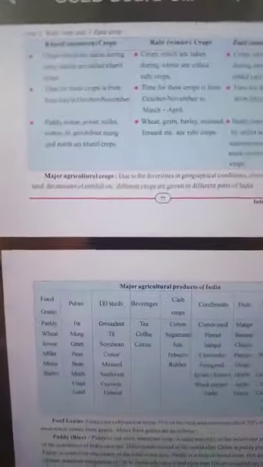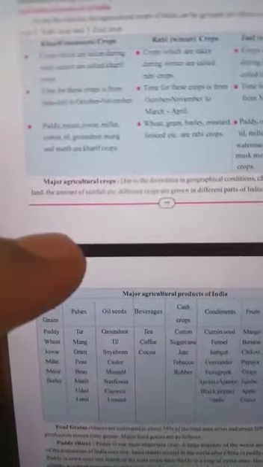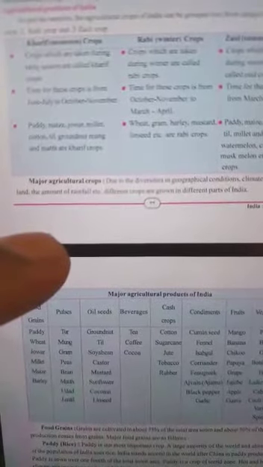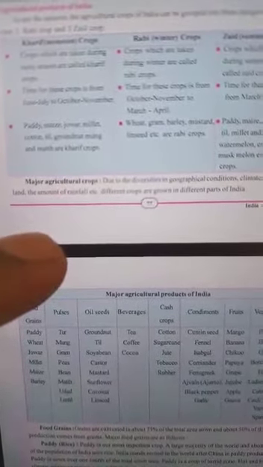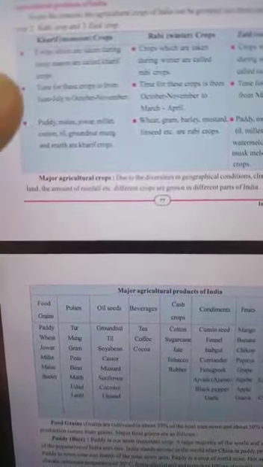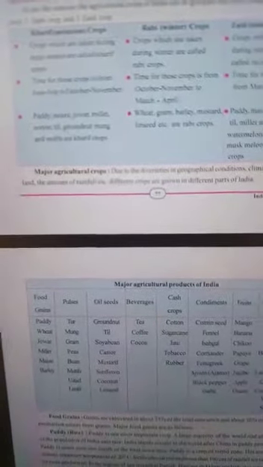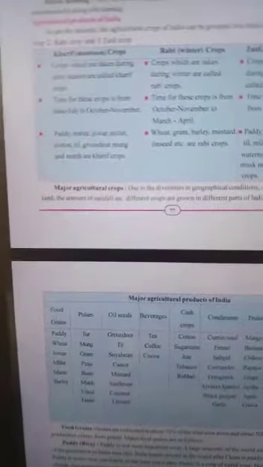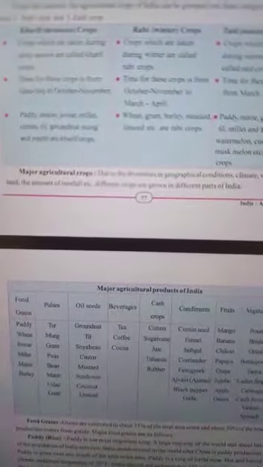So kharif crops are grown on the monsoon, from June to July to October to November, and rabi crops are from October to November to March to April, right? And zaid crops are from March to June. Kharif crops are grown in the monsoon season, rabi crops in the winter season, and zaid crops in summer. These are the main differences, and these are the crops mentioned. Understood?